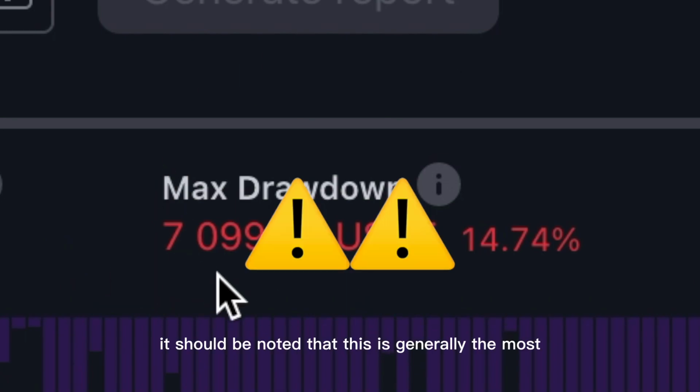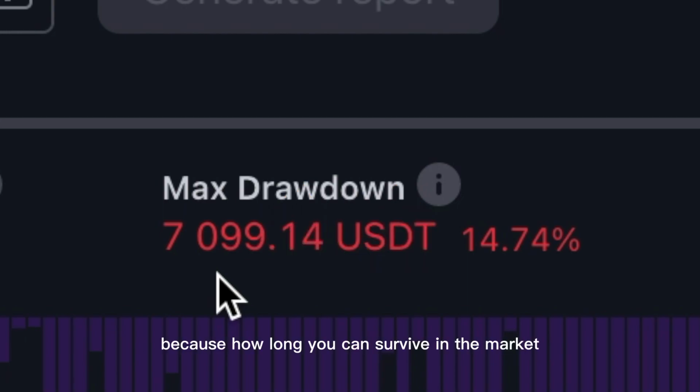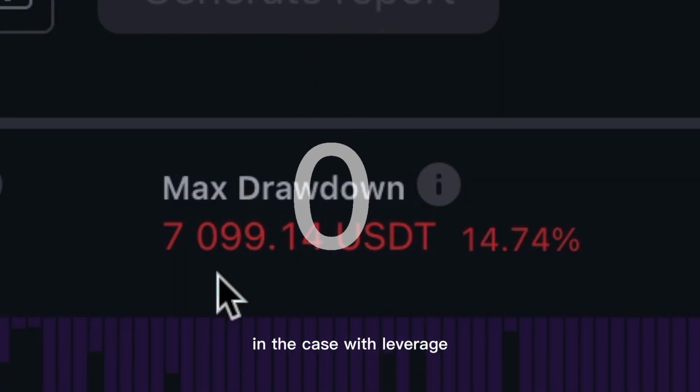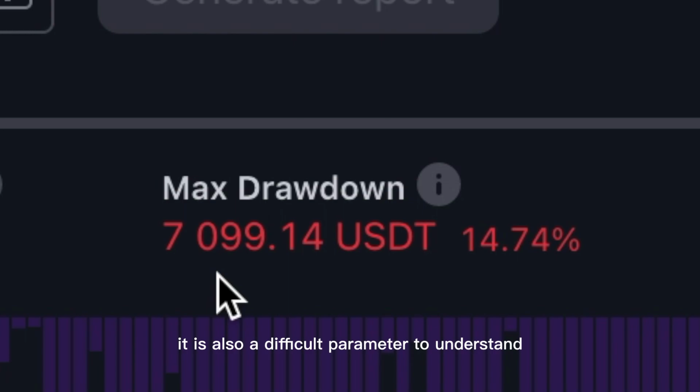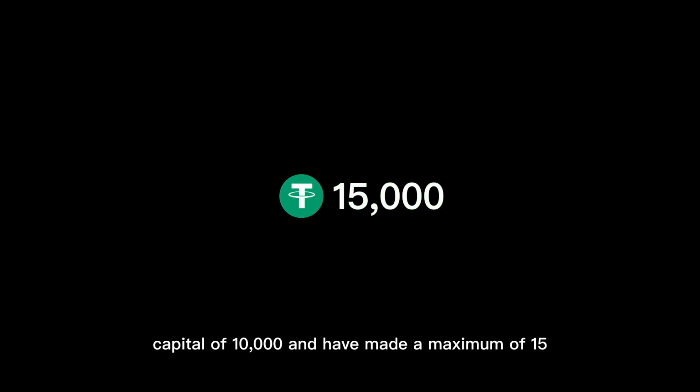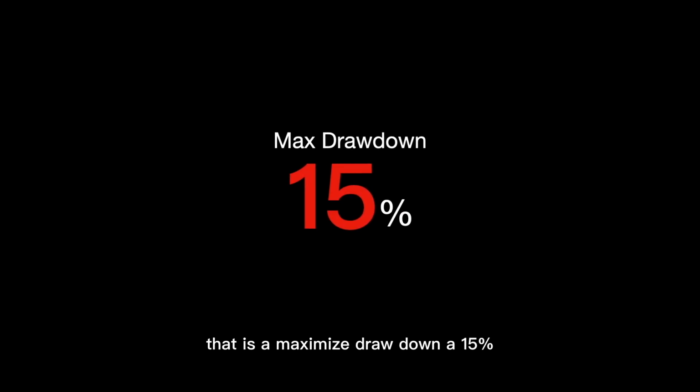Again, it should be noted that this is generally the most important parameter, because how long you can survive in the market mainly depends on it. And if the max drawdown is too big, it may lead your money directly to zero in the case with leverage. At the same time, it is also a difficult parameter to understand. Let's say you have a capital of $10,000 and have made a maximum of $15,000 during the period. When a drawdown occurs to $13,500, that is a maximum drawdown of 15%.